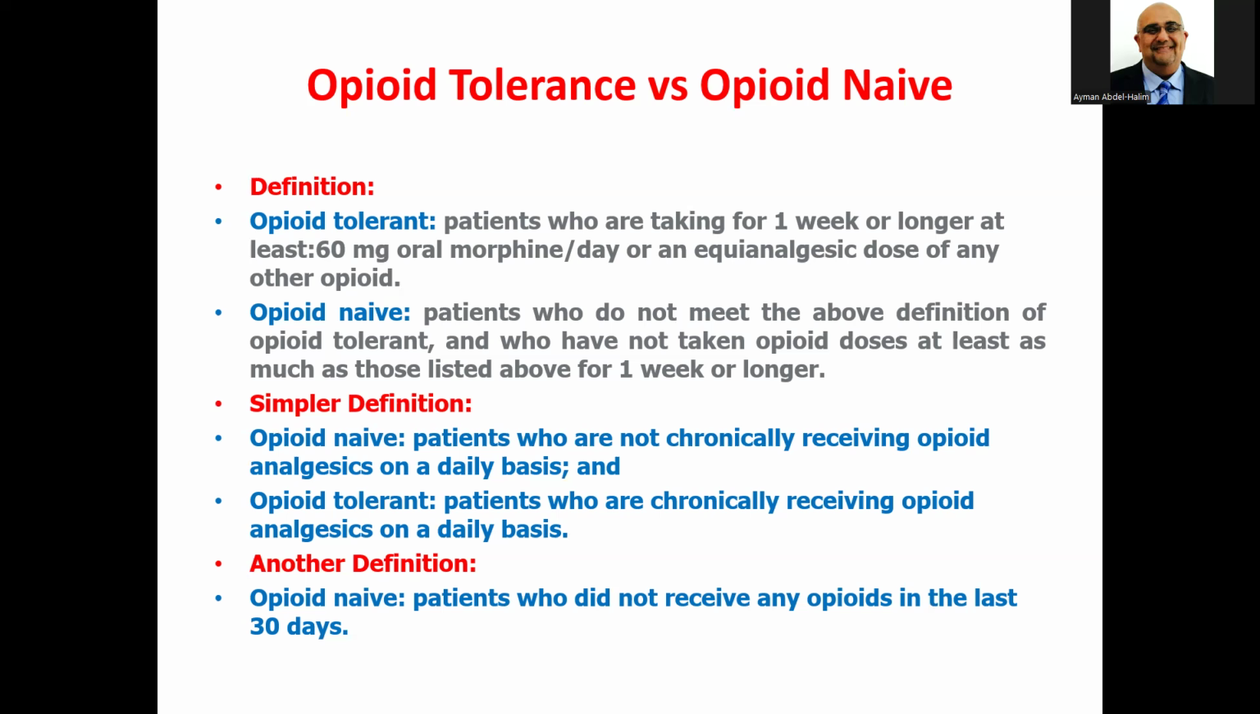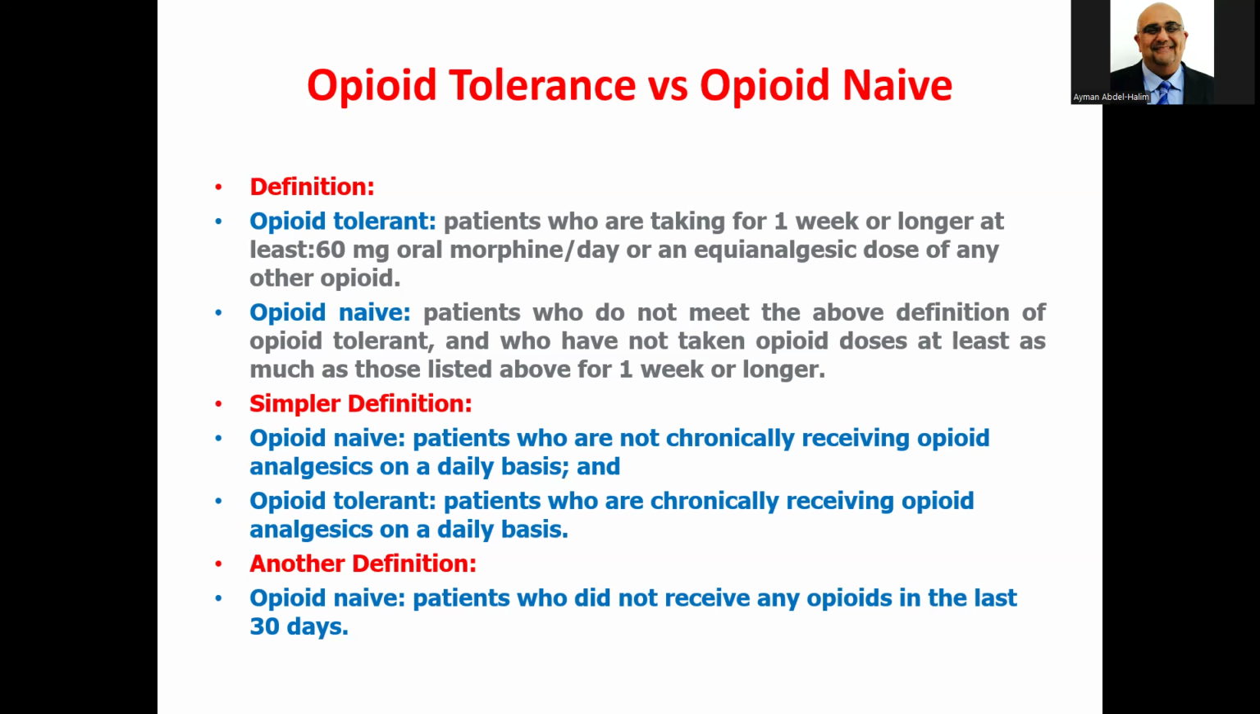A simpler definition I found was: opioid naive are those that are not chronically receiving opioid analgesics on a daily basis, and the opioid tolerant patients are the ones that are receiving opioid analgesics on a daily basis. Another simpler definition also is that opioid naive patients are the ones that did not receive any opioids in the last 30 days. I mean, you can pick whichever you want. I do believe myself that the one in the middle will be more reasonable than anything else.